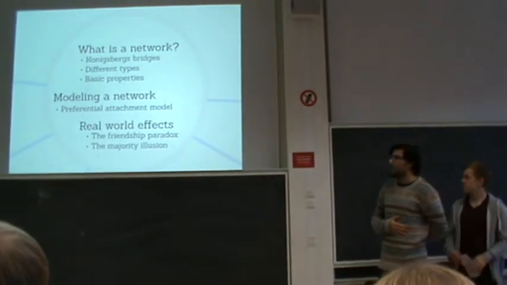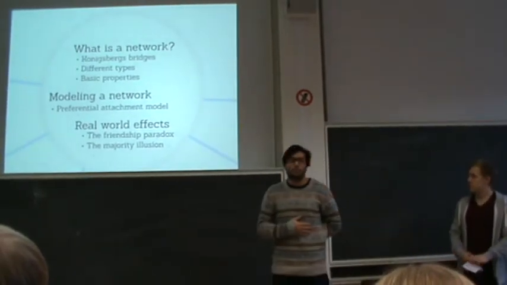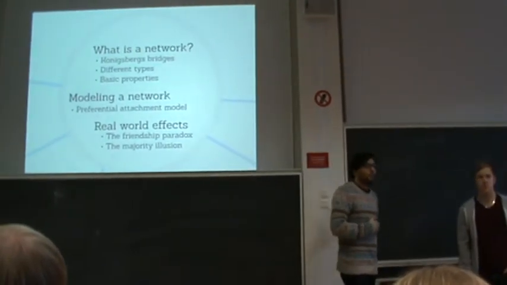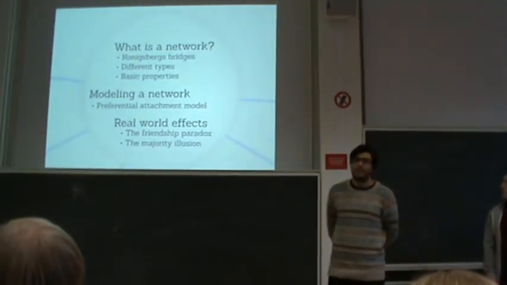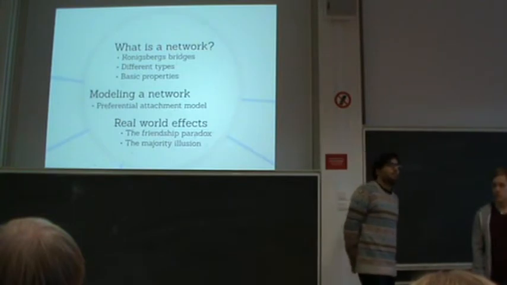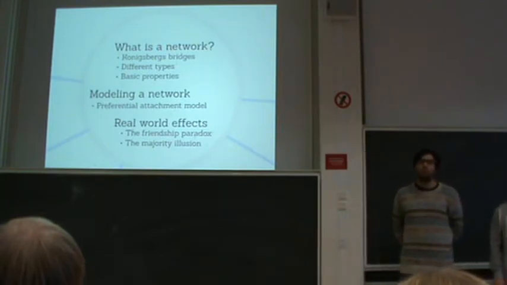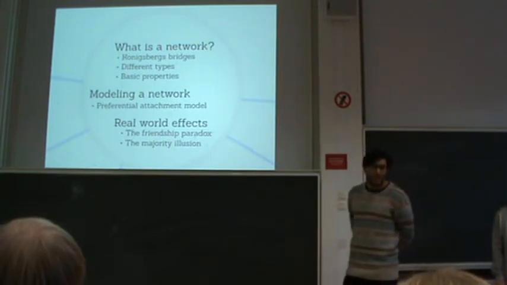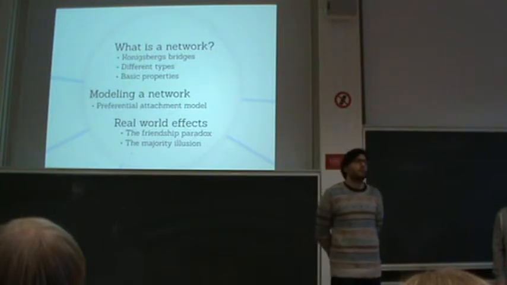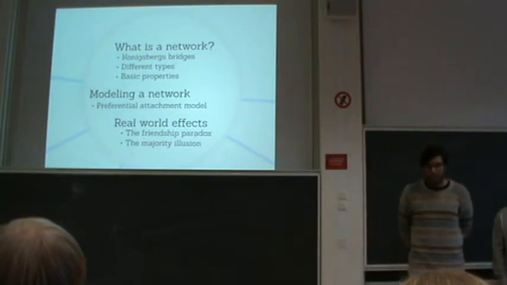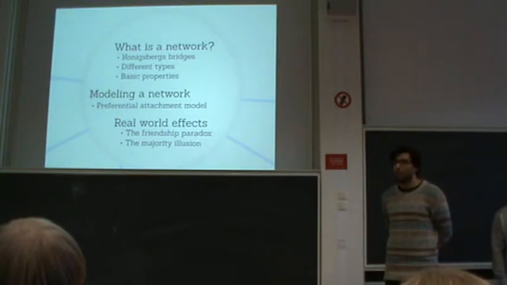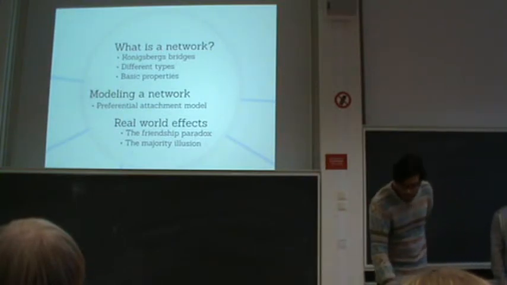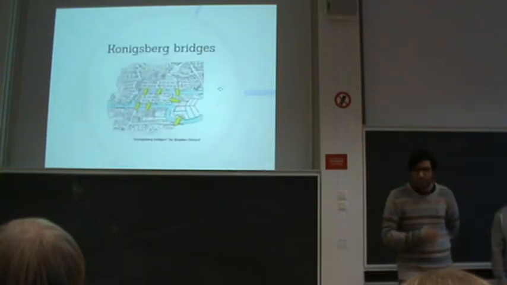So basically, this presentation will be divided into three parts. We will start to talk a little bit about what a network is and the basic properties of a network. Then we will come into how to model a network. And finally, we will also look at some real-world effects of phenomena that can be understood with the help of network theory. But we will start off with a simple example.